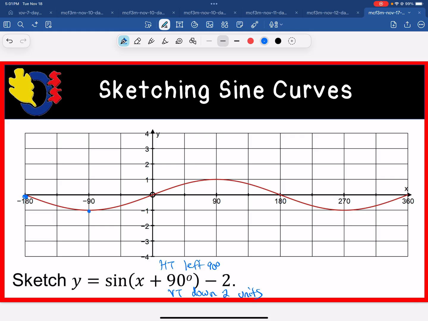So this point, I'm going to move left 90, down 2. This point left 90, down 2. This point left 90, down 2. Continuing the same way for the remaining points, each left 90, down 2. So my new curve looks like that, okay?